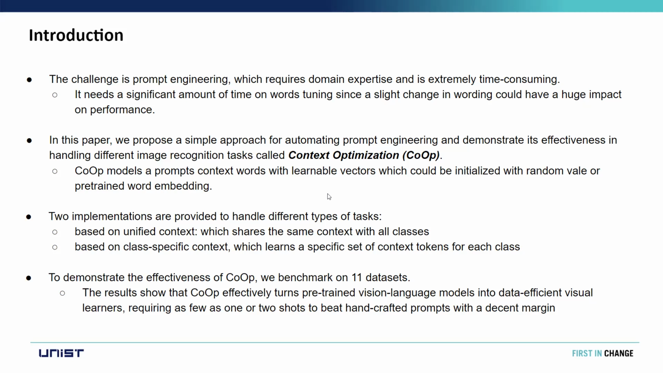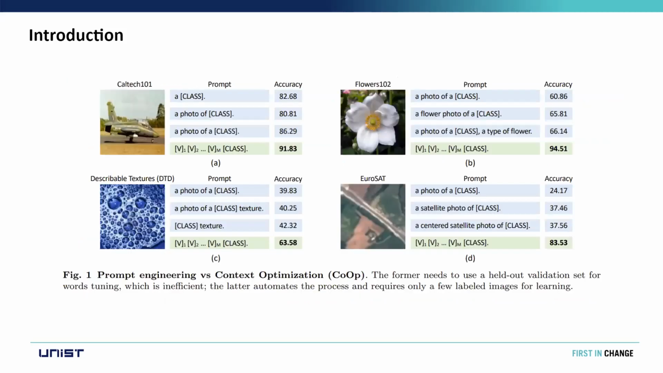And also to demonstrate the effectiveness of CoOp over other methods, they benchmarked it on 11 datasets, and the results show that CoOp effectively turns pre-trained vision models into data-efficient visual learners, requiring as few as one or two shots to beat handcrafted prompts by a decent margin. The handcrafted prompts are, as you can see in this image, the first three. They put in the prompt, except for the class, the rest of the words by themselves, and then CoOp trains to learn those words by itself.